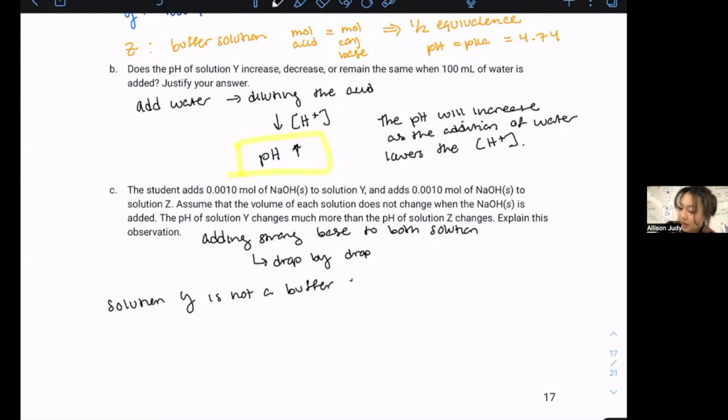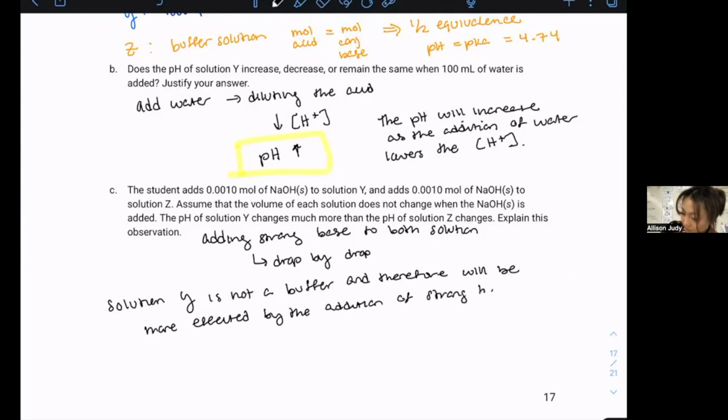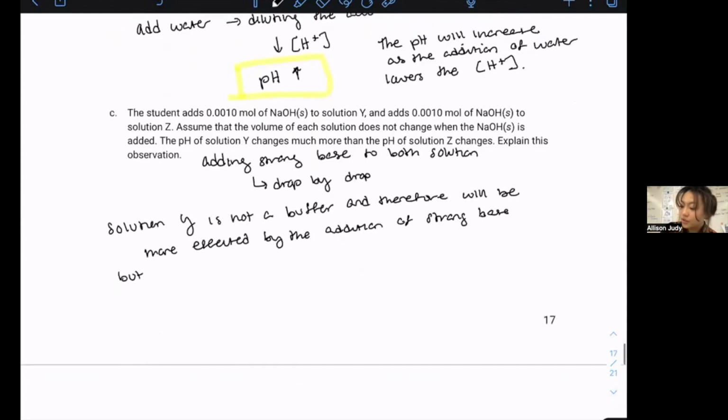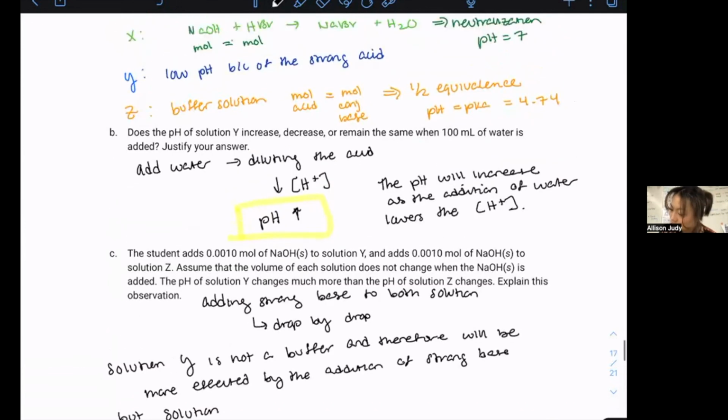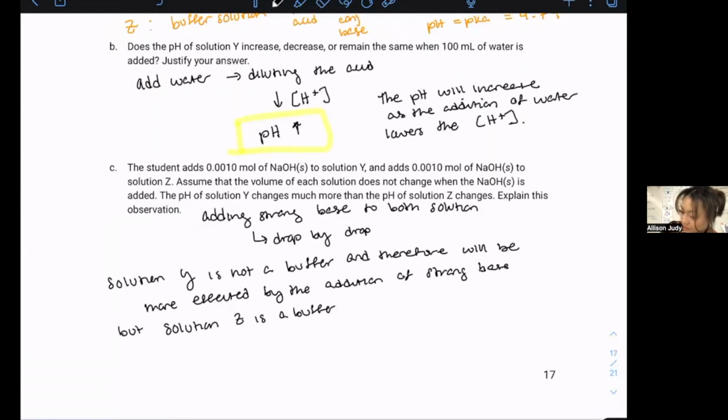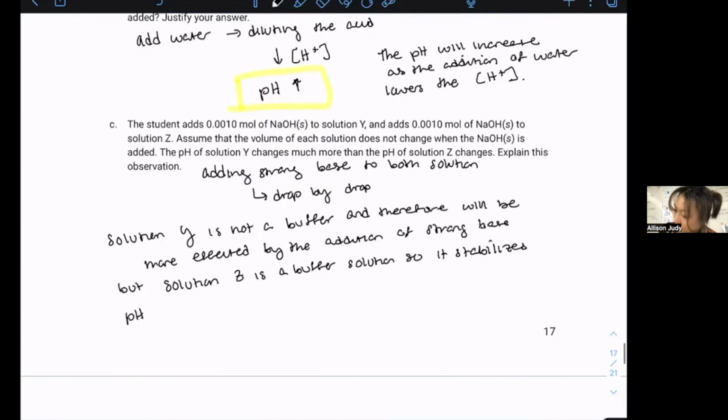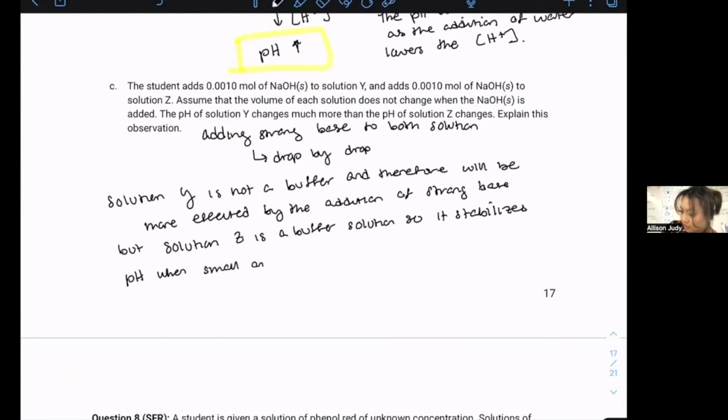So solution Y is not a buffer, and therefore will be more affected by the addition of strong base, okay? But solution Z is a buffer solution. So it stabilizes pH when small amounts of NaOH are added.